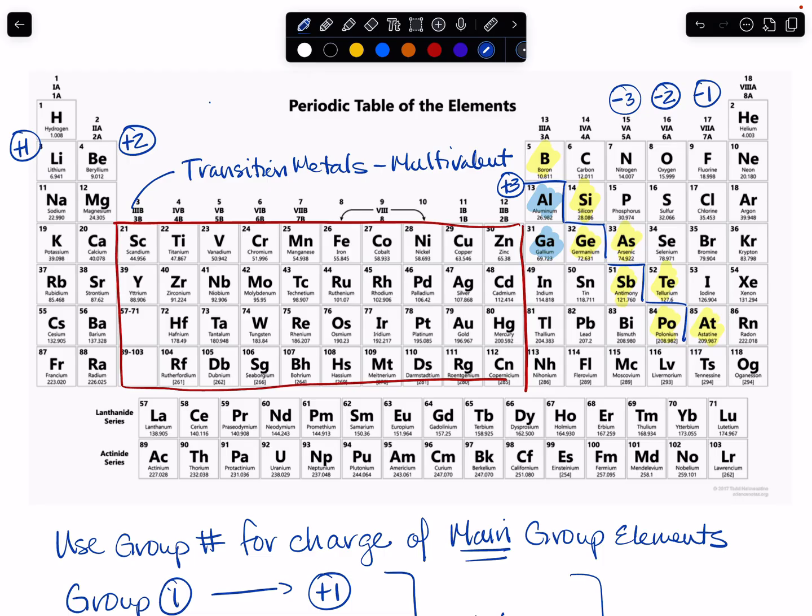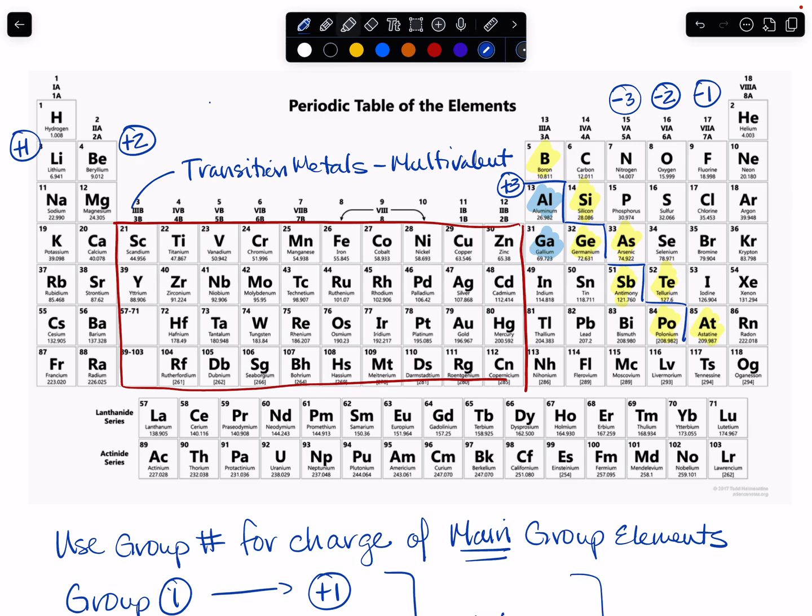Instead, there has to be a clue for you. Either you know the formula and you can use the formula and the idea that the molecule has to be neutral to figure out what the charge is on the metal, or the name is going to have a Roman numeral in it, and that Roman numeral tells you the charge. So we'll be looking at that when we get to those naming rules.